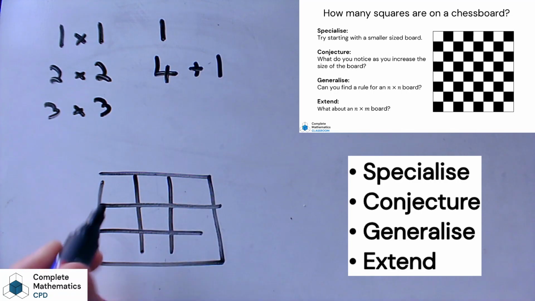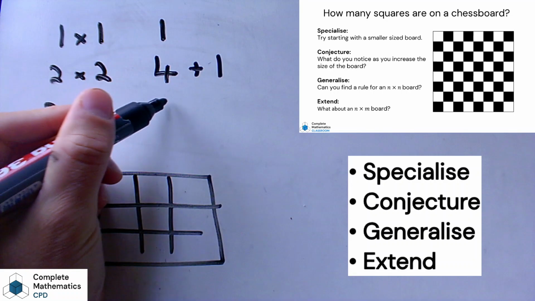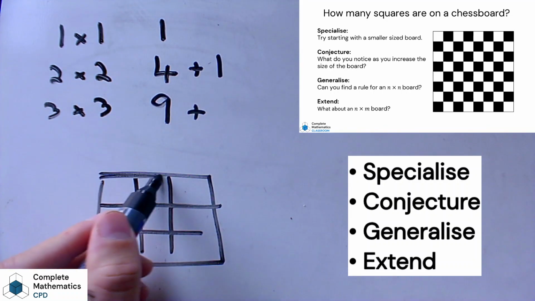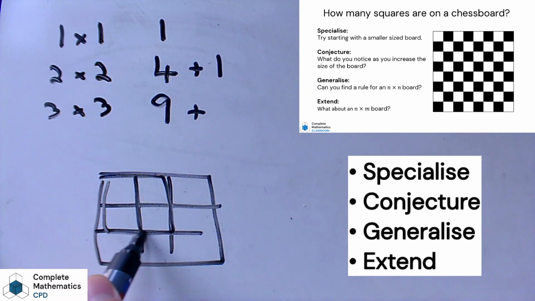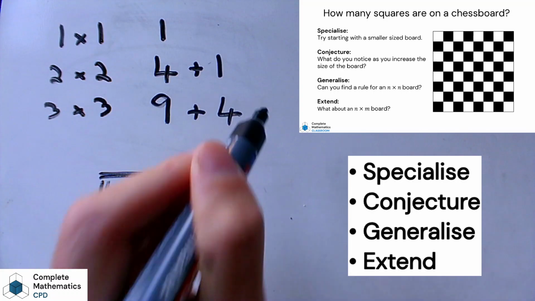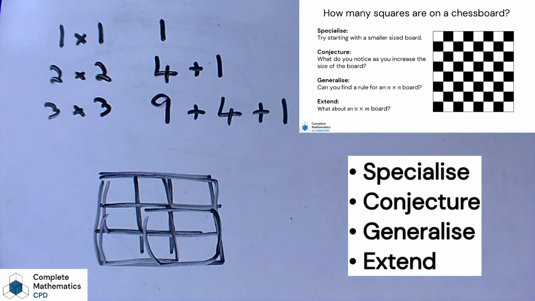Well, we can see we've got these 9 1x1 squares. How many 2x2s have we got? Well, we've got one in the top left here, one in the top right here, one in the bottom left here, and then one in the bottom right. So that's 4 2x2 squares. And then we've got this one large 3x3 square here.